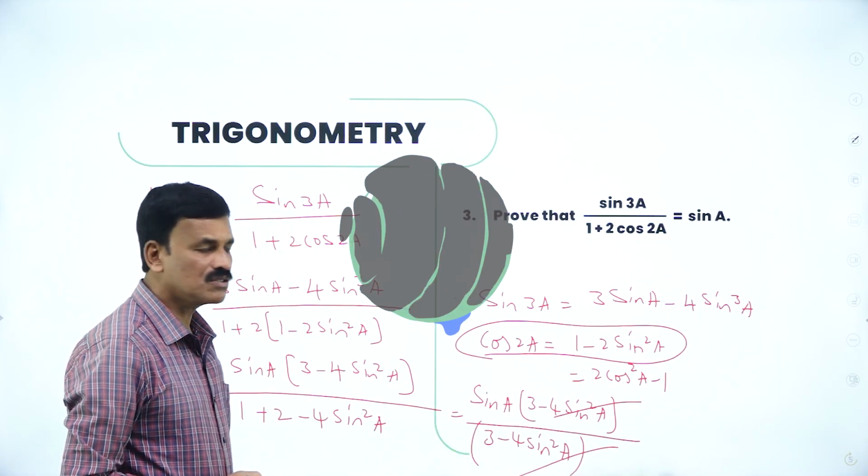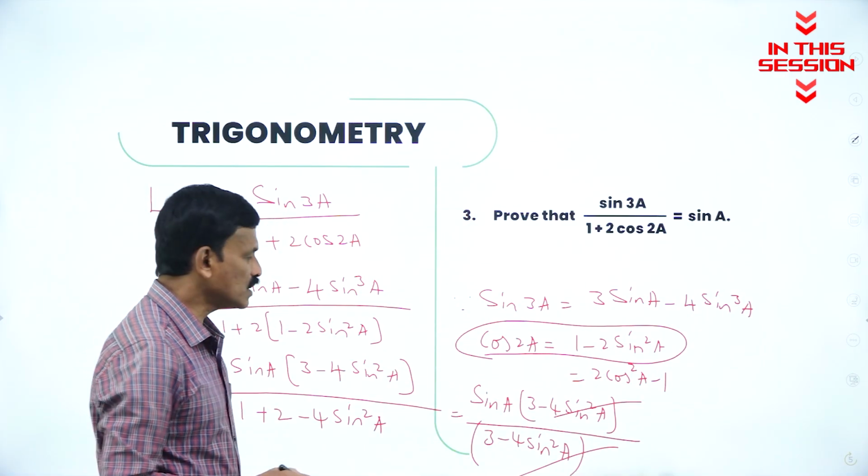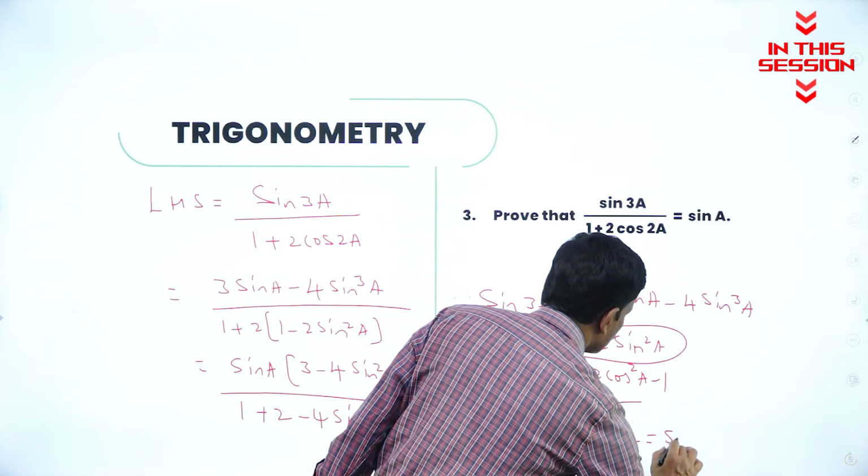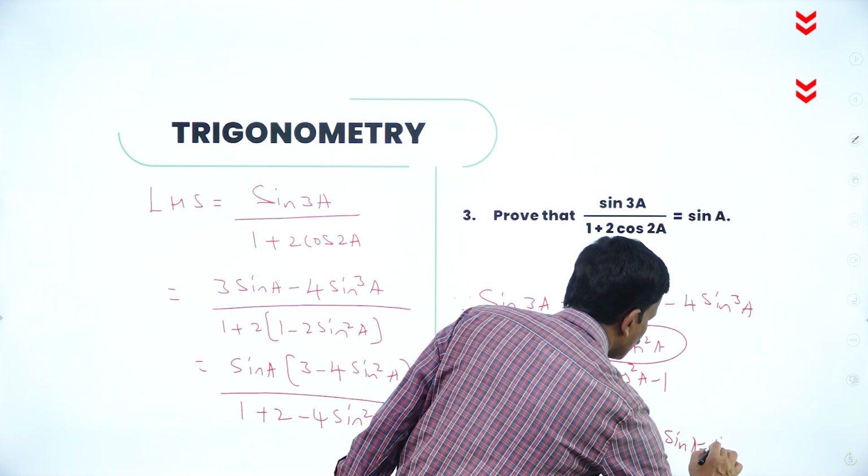3 minus 4 sin squared A divided by 3 minus 4 sin squared A gets cancelled. What is left over? That's equal to sin A, which is the required RHS.